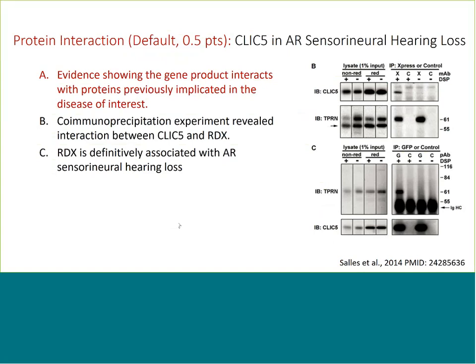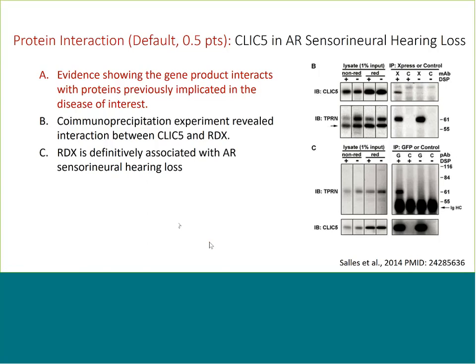So in this case, it was a standard co-IP experiment where both tagged proteins were transfected into, I think, just a standard cell line like COS cells. CLIC5 was Express tagged, and TPRN, which is an older name for radixin, was GFP tagged. And as you can see, when you pull down one and the other, they are physically associated together in a complex, at least in this co-IP experiment. And so I had given a standard half a point for this experiment.